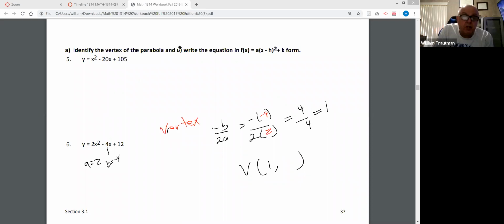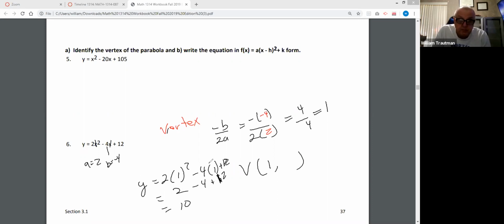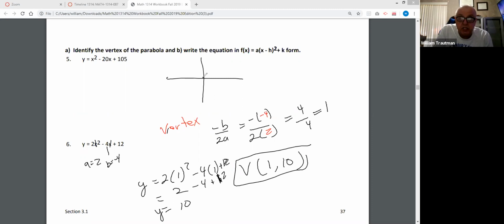So to find the y value, you plug 1 into the x values and it'll tell you what y equals. 2 times 1 squared minus 4 times 1 plus 12. This is 2 minus 4 plus 12, which equals 10. So when x is 1, y equals 10. There's my vertex. If I wanted to graph this, there'd be a parabola at 1, 10.